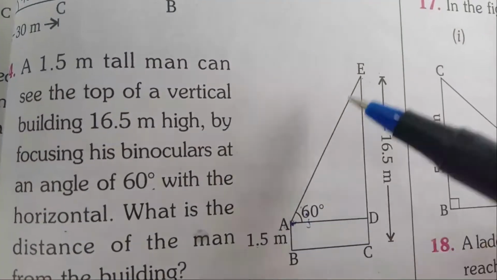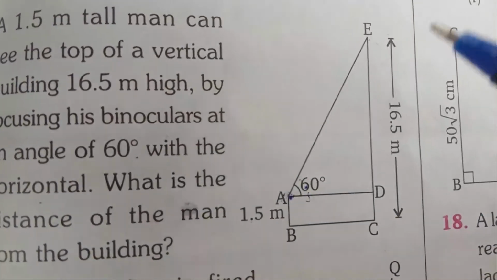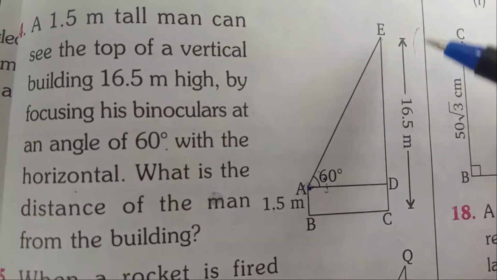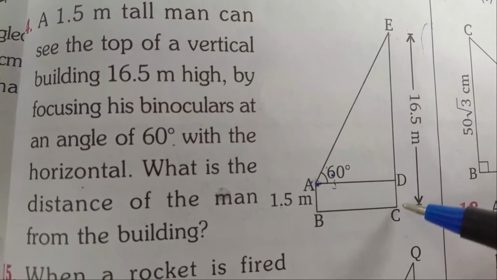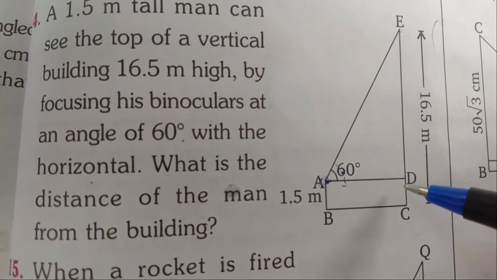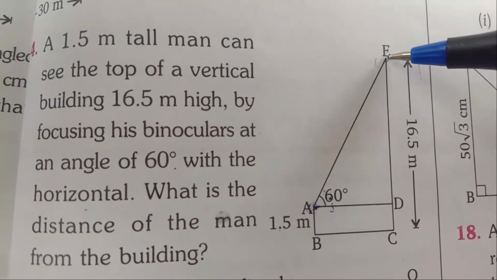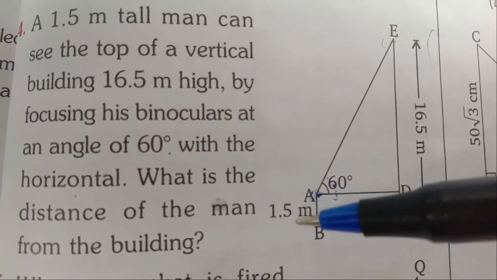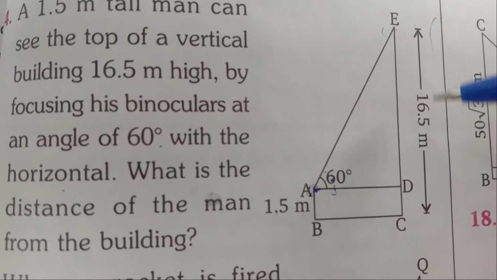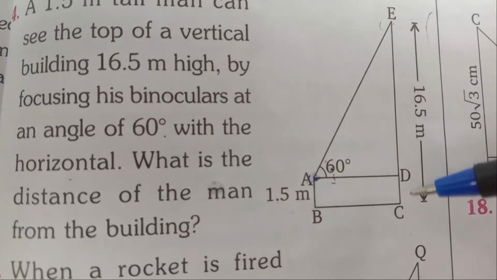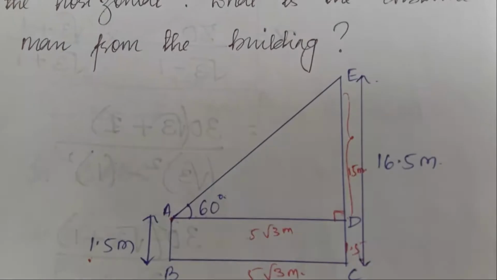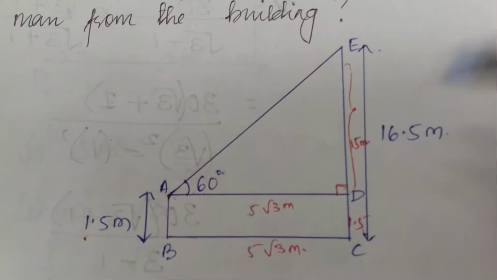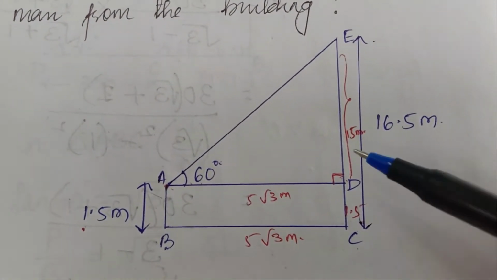This part is 90 degree, this is 90 degree. This total is 16.5 and this is 1.5, this is 1.5, this is also 1.5. Now we need to find ED or DE. To find DE, you have to subtract this 1.5 from this 16.5. So here is the diagram. ED means 16.5 minus 1.5, it is 15 meter.